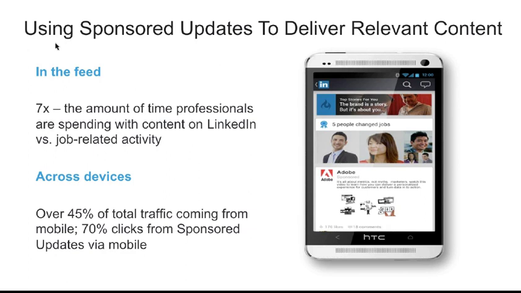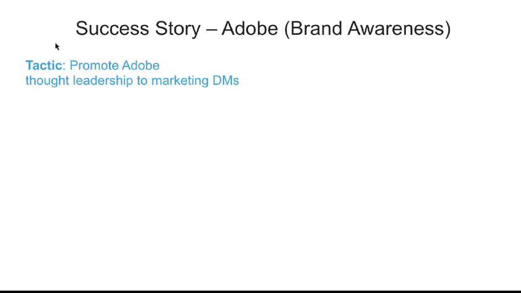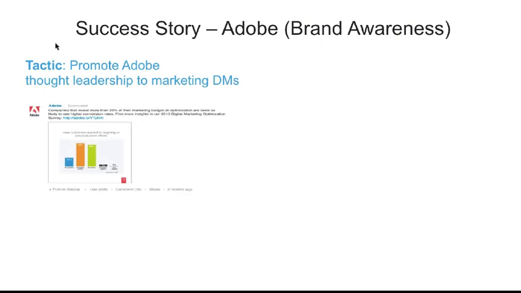So let's dive a little bit into the specifics of how they are doing this. I wanted to start with a story of success from Adobe. Adobe has goals of increasing awareness and preference with marketing decision makers. So they look to sponsored updates to deliver relevant content to this influential audience. Here's an example of an update that Adobe ran as part of their sponsored updates campaign.